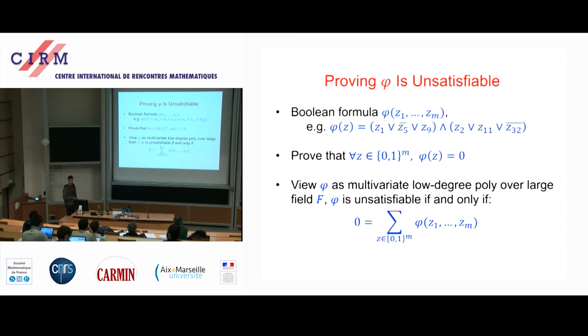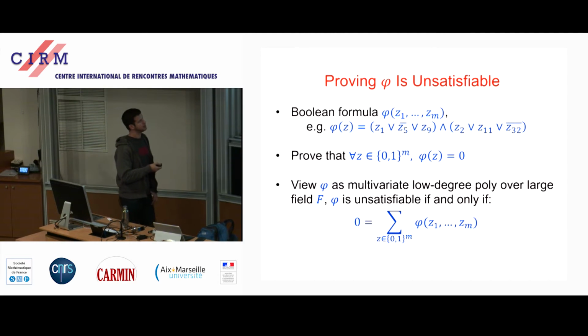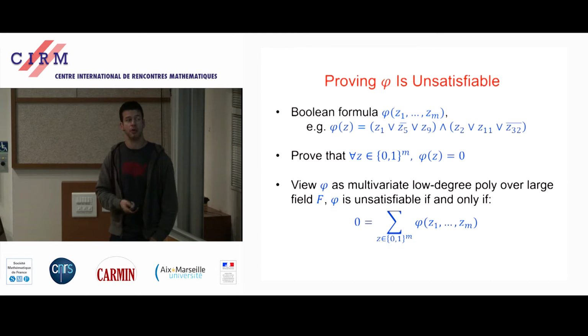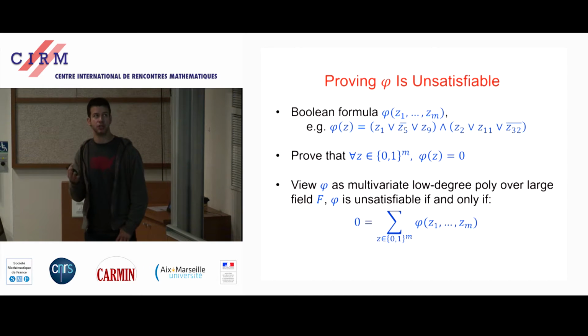And then the formula is unsatisfiable if and only if the sum over all possible assignments of the formula's value, looking at it as a low-degree polynomial, is equal to 0. I won't get into the details of why this is true, but you'll believe me that we can look at the formula as a low-degree polynomial, and taking a sufficiently large field, the formula is unsatisfiable if and only if this algebraic equality holds.